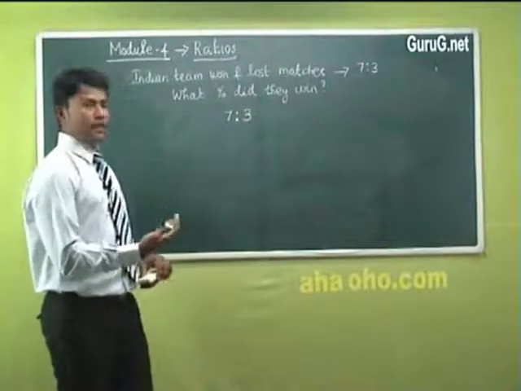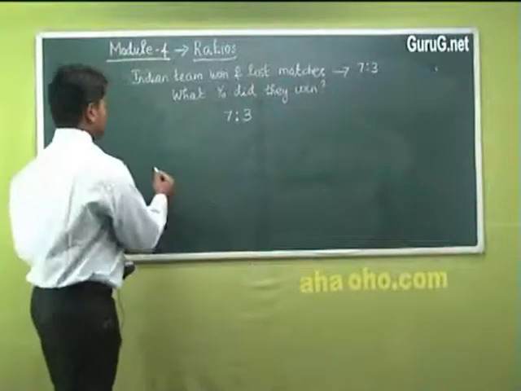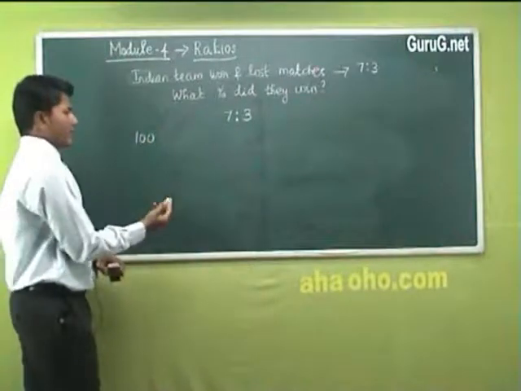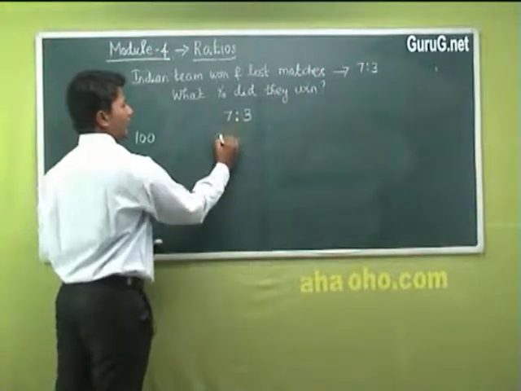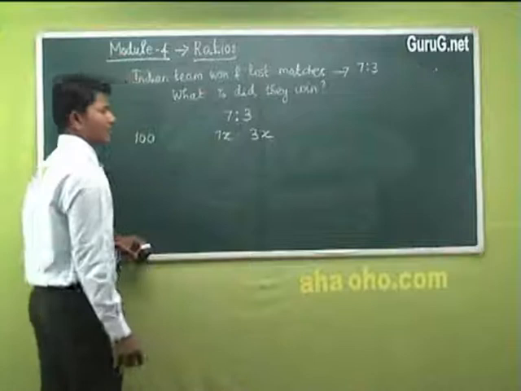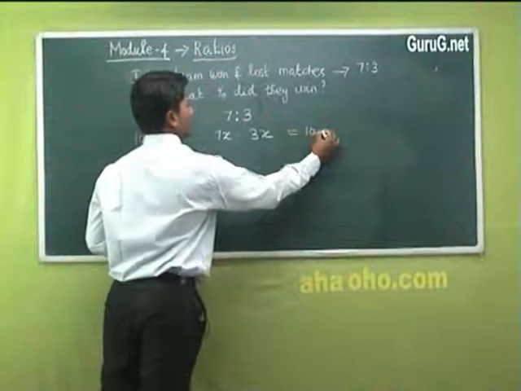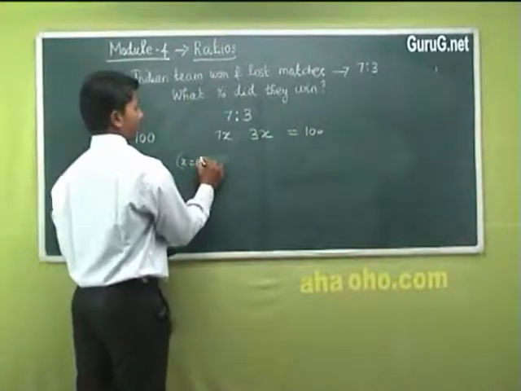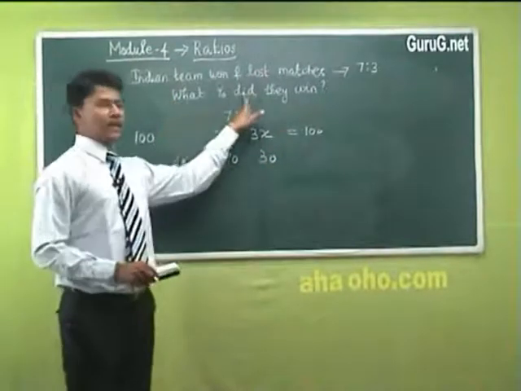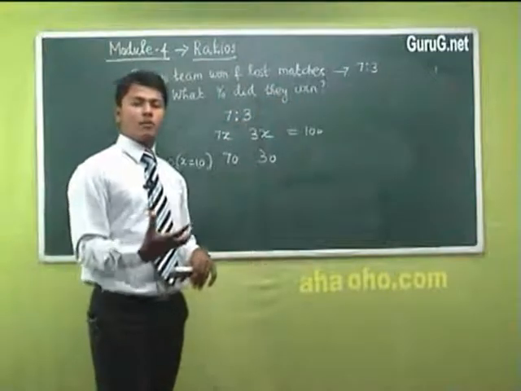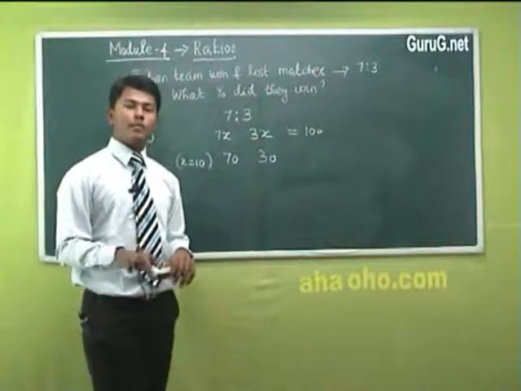You can consider it in any form, as I said. Say if you are considering 100 matches, just take it as 100 matches in the ratio of 7:3. If you want to get the sum as 100, you need to represent it as 7x and 3x. So 7x plus 3x must be equal to 100, in the sense put x is equal to 10. 70, 30. Since they have asked what percentage did they win, as we have seen in our other modules, keep the base to 100. Whenever a question on percentage is asked, you can keep the base to 100.